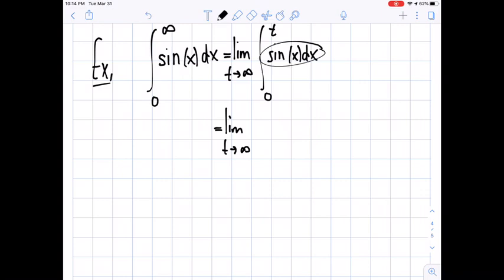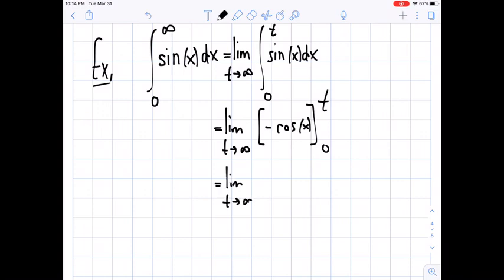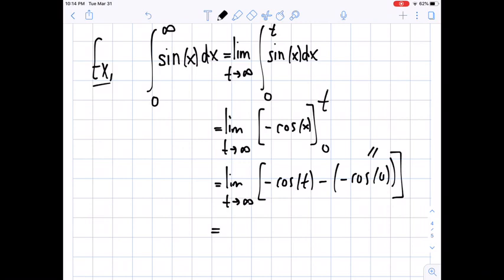We do the antiderivative of sine x, which is going to give us negative cos x. And then we want to evaluate that from 0 to t. So we can plug everything in. We get limit as t approaches infinity, we get negative cos of t minus cos of 0. And when we look at this, cos of 0 we know is going to be 1, so this is actually going to give us minus 1.